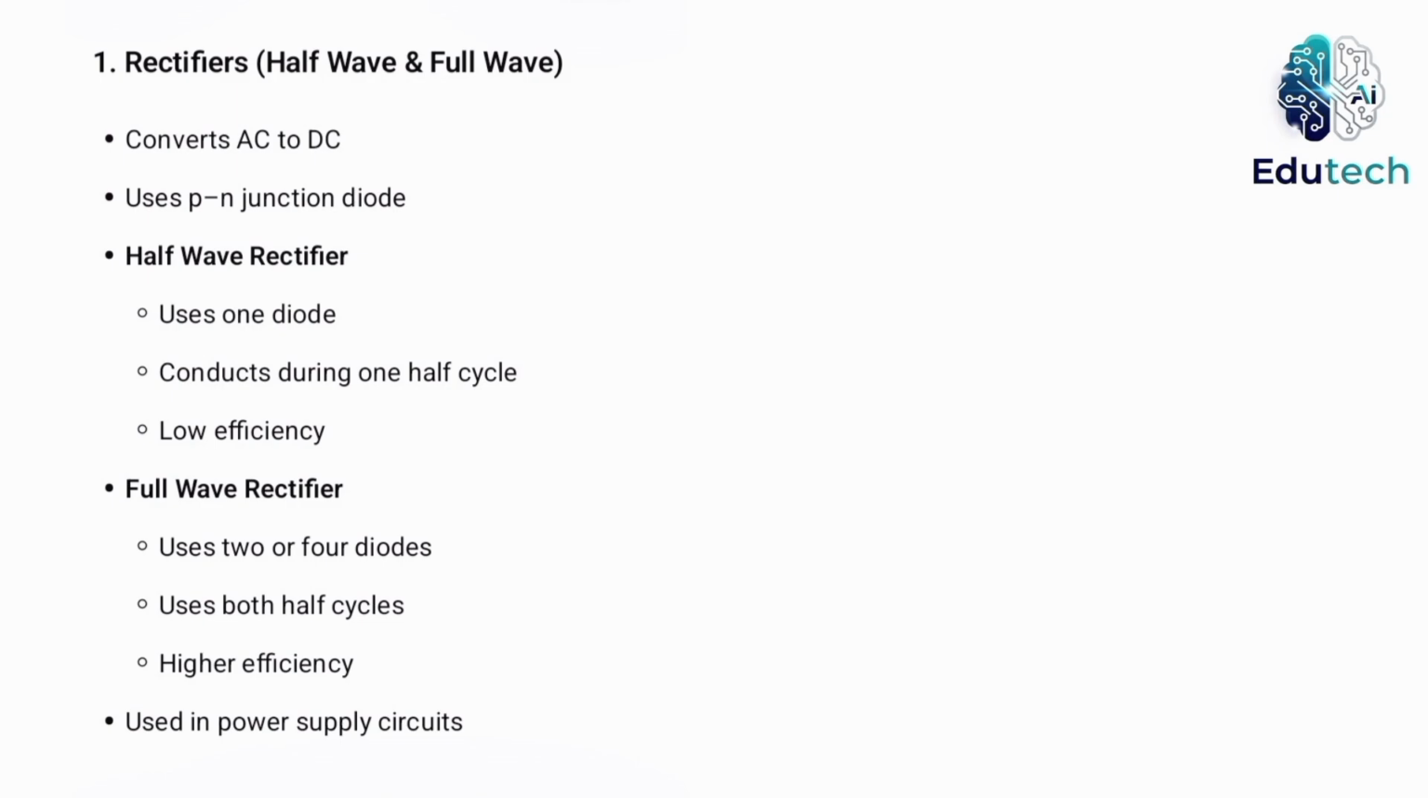Explain the working of a rectifier. A rectifier is a device used to convert alternating current (AC) into direct current (DC). In a half wave rectifier, only one half of the AC cycle is allowed to pass through a diode. In a full wave rectifier, both halves of the AC signal are converted into DC using 2 or 4 diodes. Full wave rectifiers are more efficient and provide smoother output compared to half wave rectifiers. Rectifiers are used in power supplies of electronic devices.